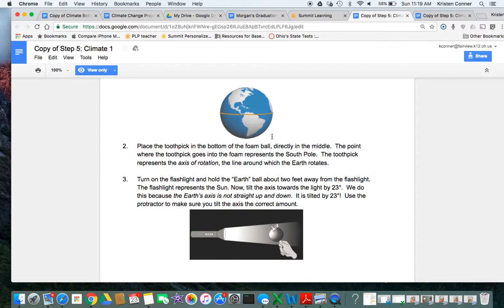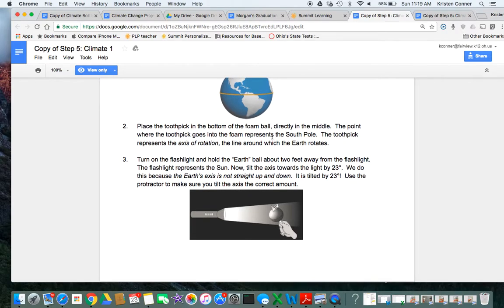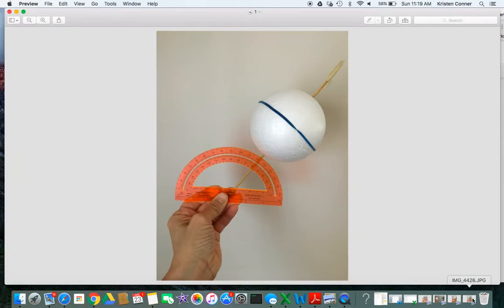You are going to be tilting the axis towards the light by 23 degrees. We do this because the Earth's axis is not straight up and down. It is tilted by 23 degrees. You're going to use the protractor to make sure you tilt the axis the correct amount. This picture shows how I would hold the ball. I would hold the protractor and then use it to tilt or to move the axis down 23 degrees.